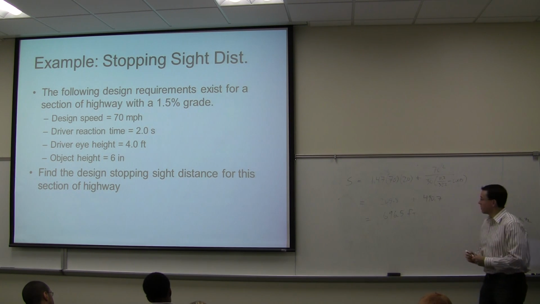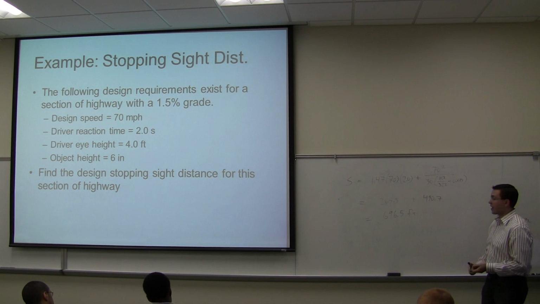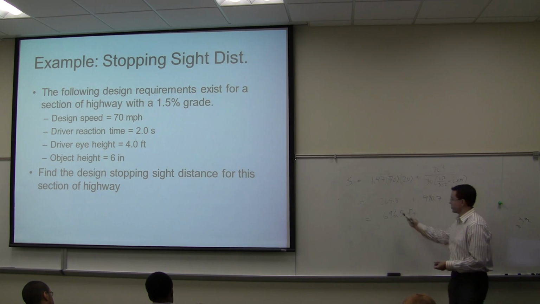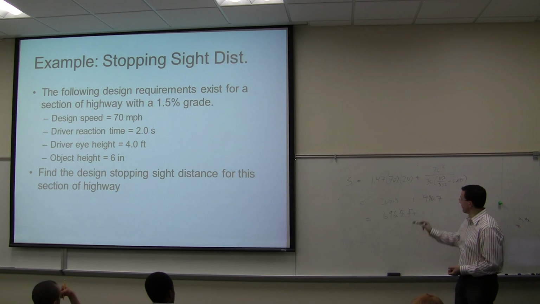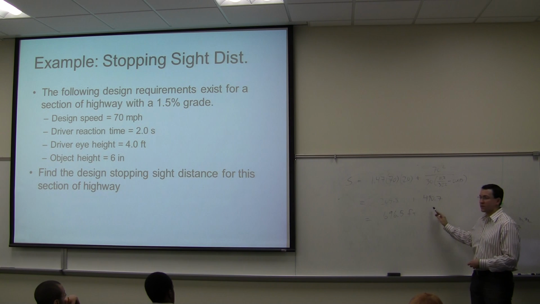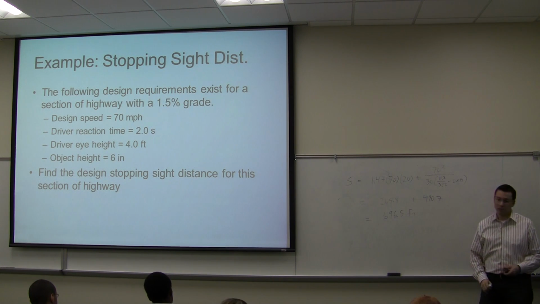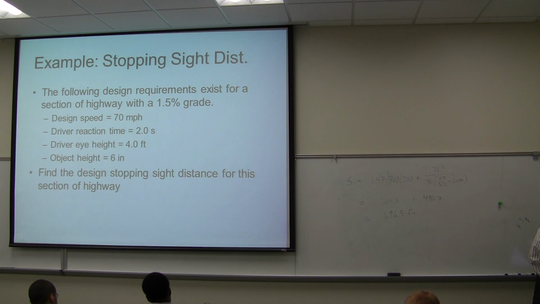So if they ask you in the question, what's the distance traveled during perception reaction, that would be the first term. They might even ask you what's the braking distance alone, and that would be the second term. So you could potentially see any one of those variations.